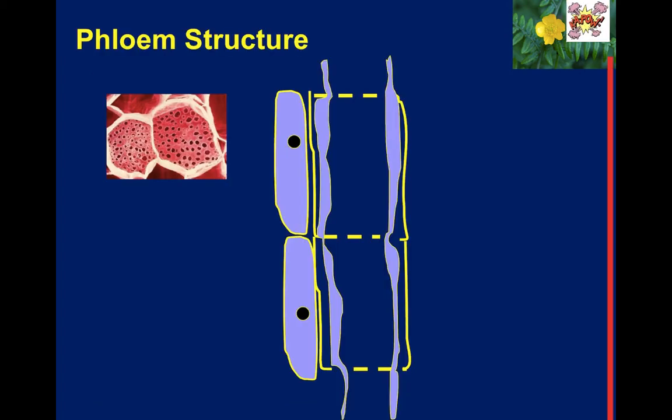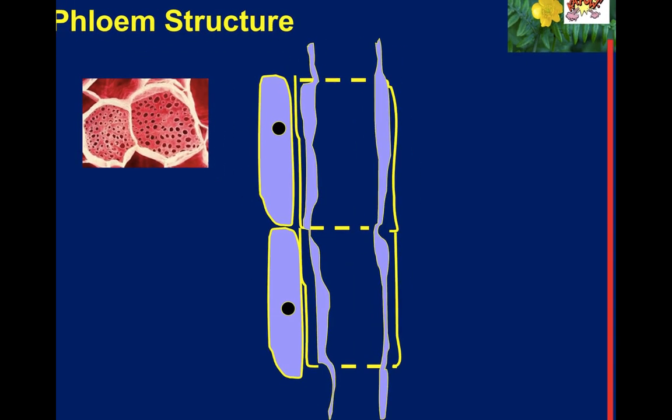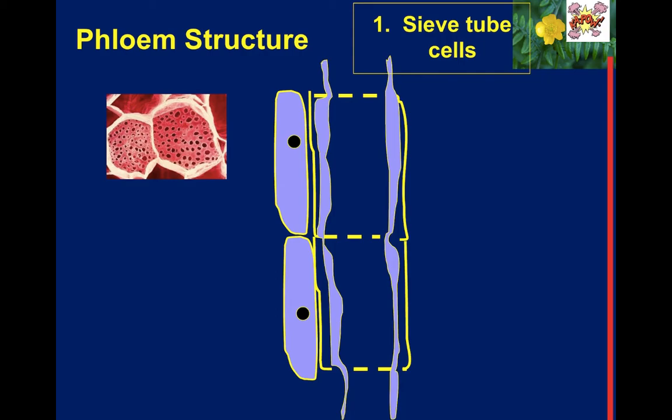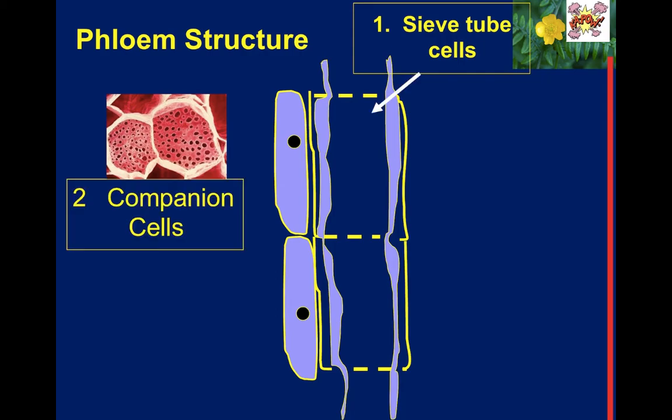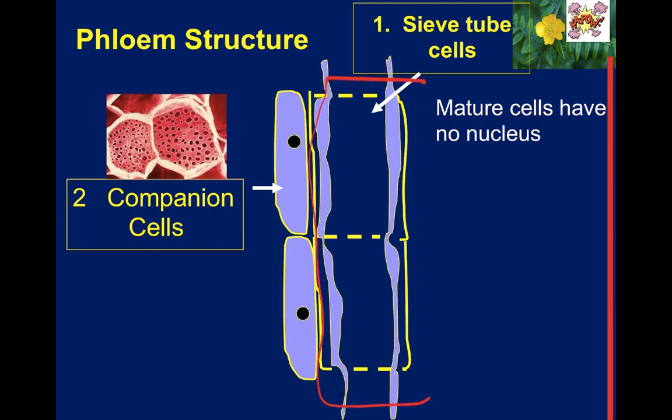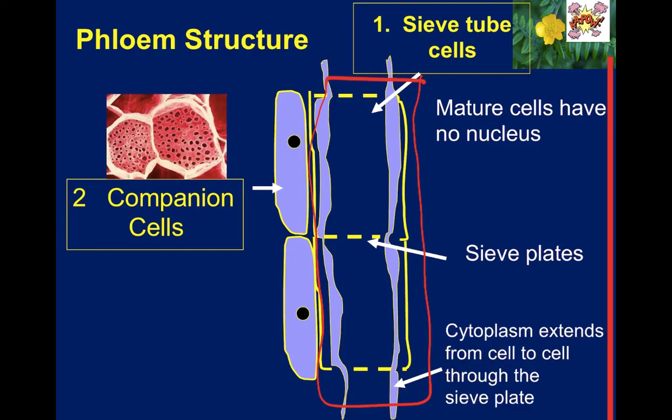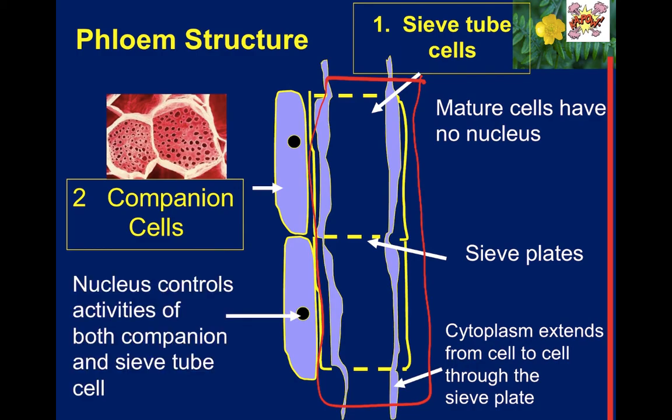So in terms of our phloem, this is essentially what we've drawn. So here are the boobs, which are your companion cells. We have the sieve tube cell, and in our sieve tube cell and in this section here there is no nucleus, whereas the companion cell does have a nucleus. Between each sieve tube cell is a sieve plate, and this is the cytoplasm, and it extends all the way through your phloem. This is the nucleus, and it is responsible for controlling the activities of your companion cell and your sieve tube cells.